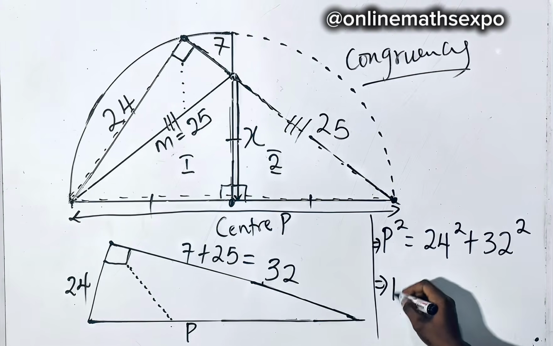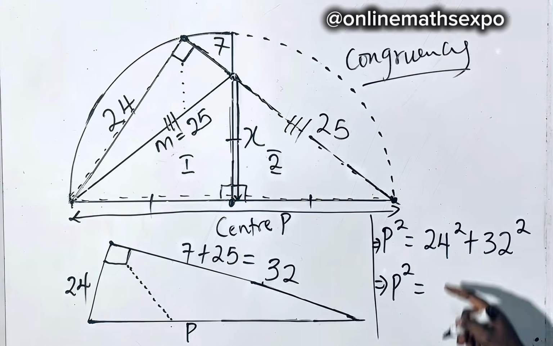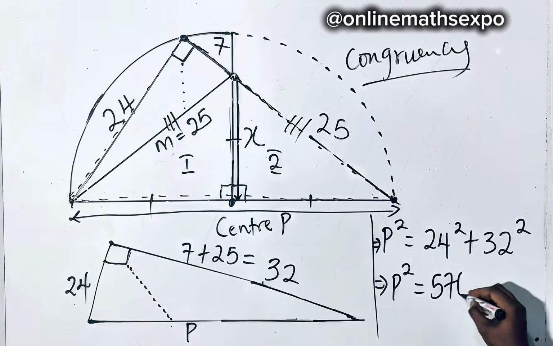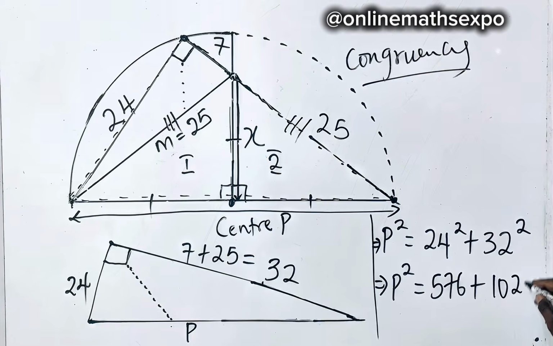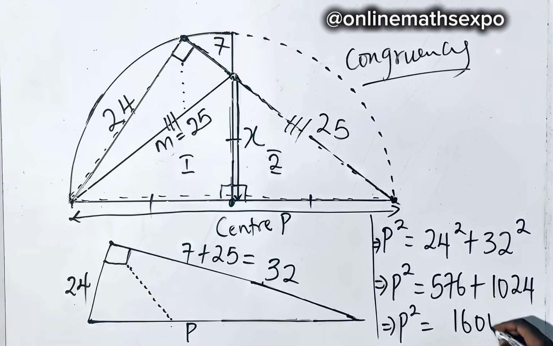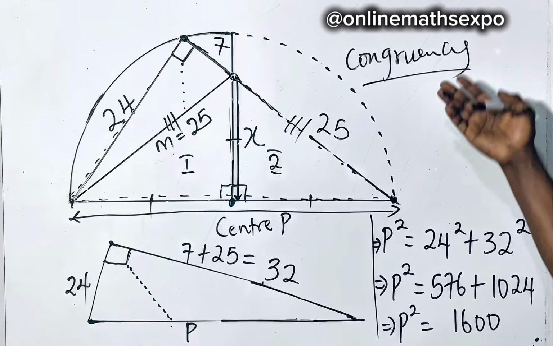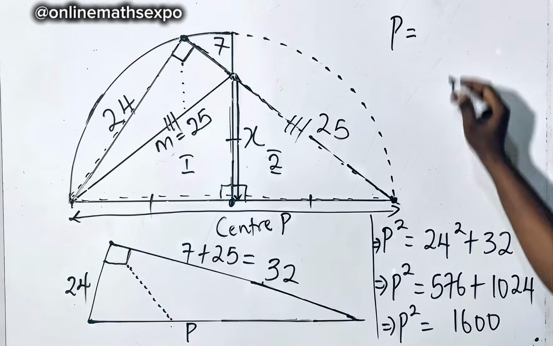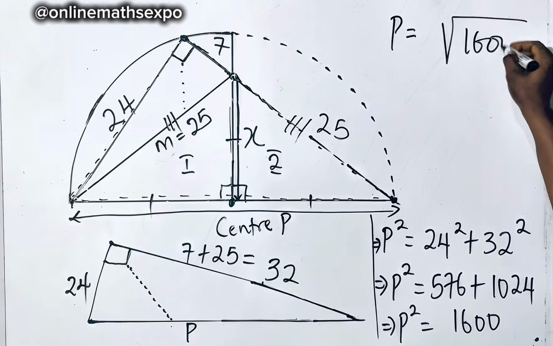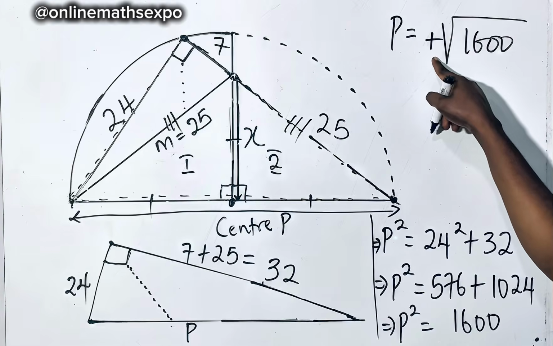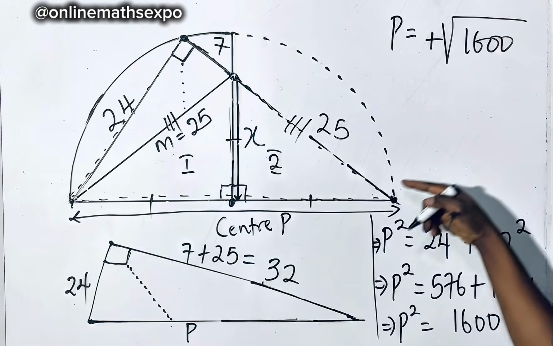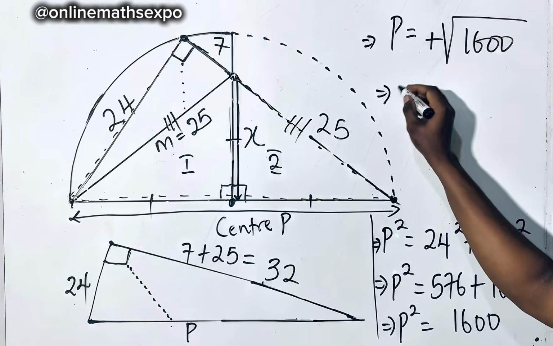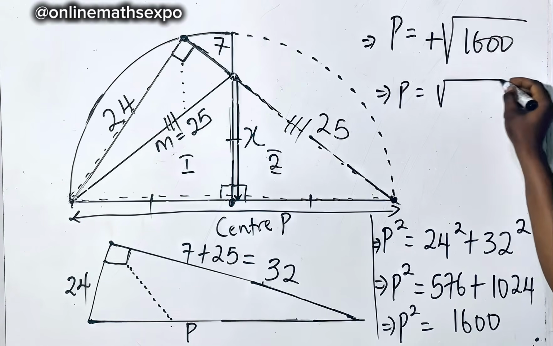Simplifying this, we are going to have P squared. 24 squared gives us 576. 32 squared gives us 1024. Add this up, we're going to have P squared is equal to 1600. So how do we get P? Let's work it up here. P will be the square root of 1600. We are only going to take the positive square root because P is the side.